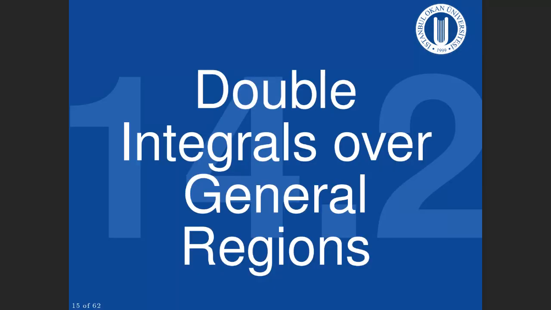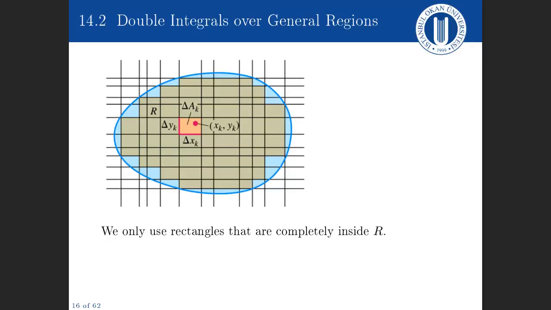So that was double integrals over rectangles. Let's make this a little bit more difficult. Let's now talk about double integrals over general regions. Now, instead of integrating over a rectangle, we're going to integrate over just some region. In this picture, our region is the blue egg-shaped region.